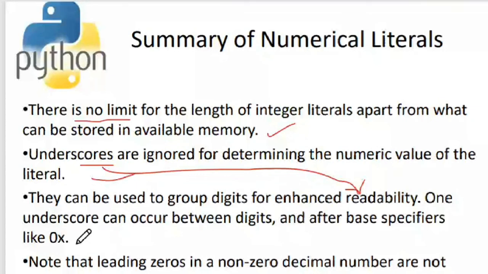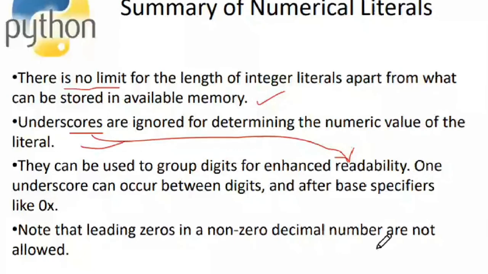Note that leading zeros in non-zero decimal numbers are not allowed. So you cannot say 0, 9 and so on. Maybe for mathematical purposes, when you do math, 09 is valid, where 0 does not have any value. But in programming, you start hexadecimal with 0, and octal also you start with 0. So 0 here has a meaning inside your programming language, so you cannot use the 0 over here. This is not permitted.